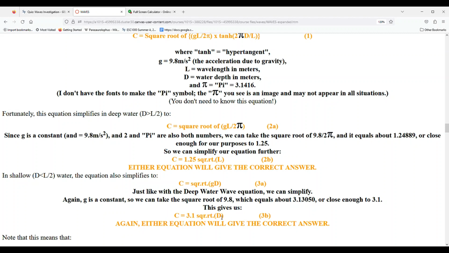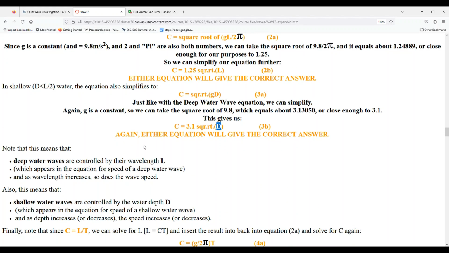And this tells us that in shallow water, the only thing that determines the speed of a wave is the depth of the water. The speed of a wave in shallow water is entirely determined by depth.